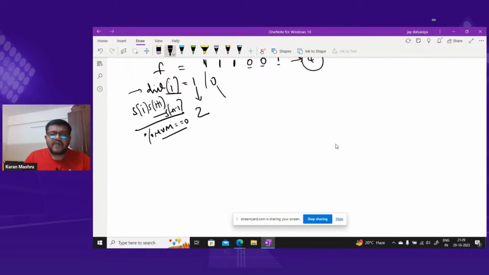And if division of i is 0, it means the suffix starting from the ith index of the string s in its decimal representation is not divisible by num. So at that index, I do not have any choice. I will keep it 0 only. So there is one choice.